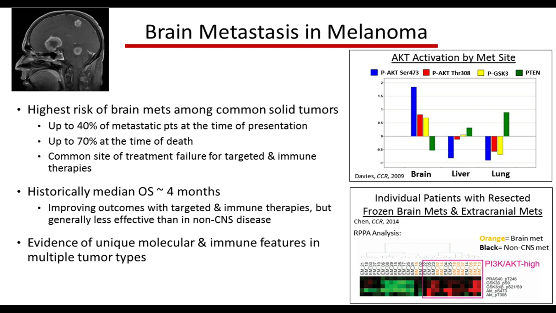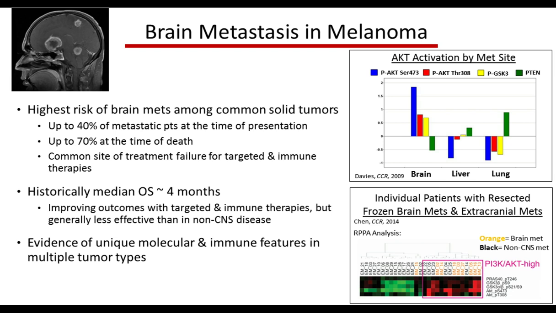Historically, these patients have had very poor outcomes with a median overall survival of approximately 4 months from diagnosis, and those outcomes are improving with our contemporary targeted therapies and immune therapies. However, we're consistently seeing that those treatments do not work as well in patients with brain metastases and in the brain metastases themselves as we see in extracranial tumors.